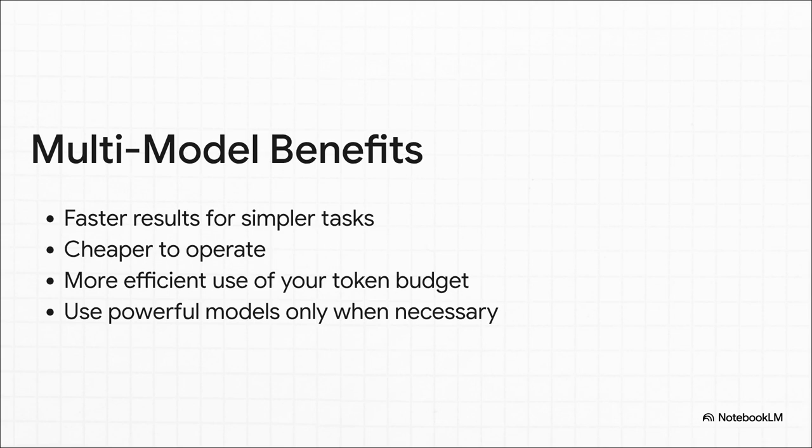And the benefits here are just huge. You get your results faster, you save money, and you're way more efficient with your token budget, which is how much data the model can handle at once. You save the big guns, the most powerful models, for the tasks that really truly need them. It's a signature move for any advanced agent setup.